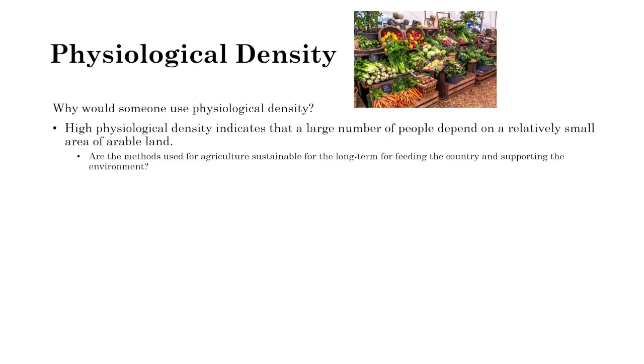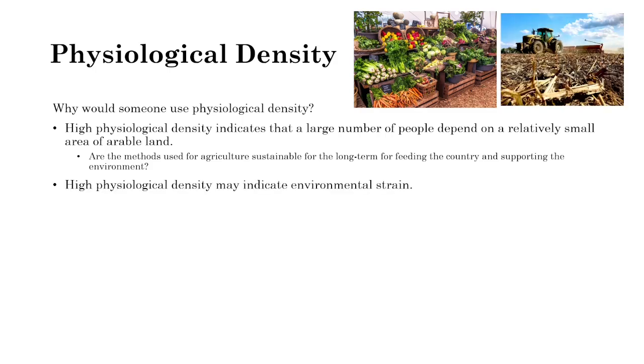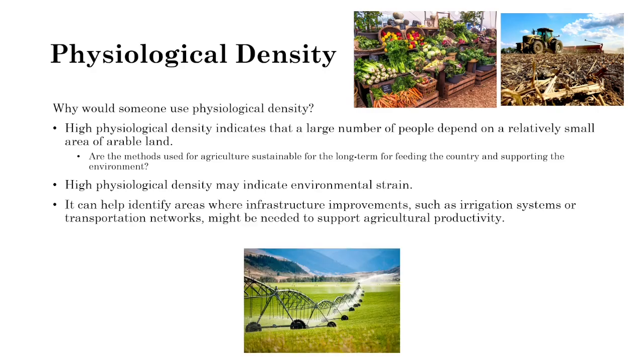So we could ask questions like, are the methods for agriculture, for farming, sustainable in the long term for feeding the country now and in the future, as well as supporting the environment? A high physiological density may indicate environmental strain because you're going to have to feed a lot of people. It can also help identify areas where infrastructure improvements are needed, like irrigation systems or transportation networks that may be needed to support agricultural productivity.